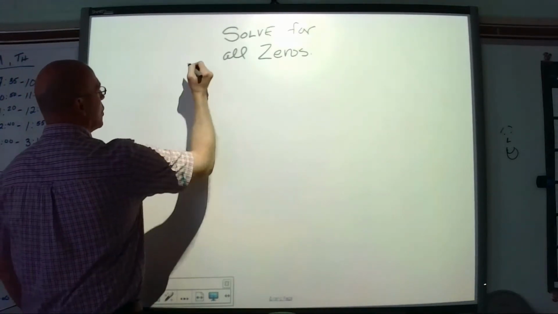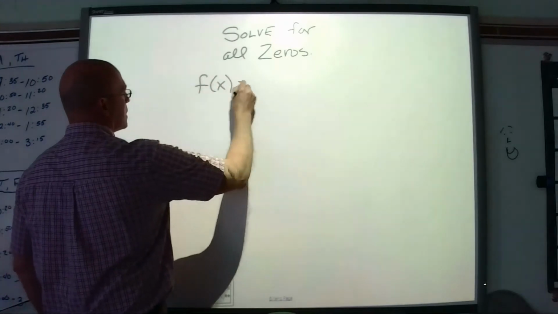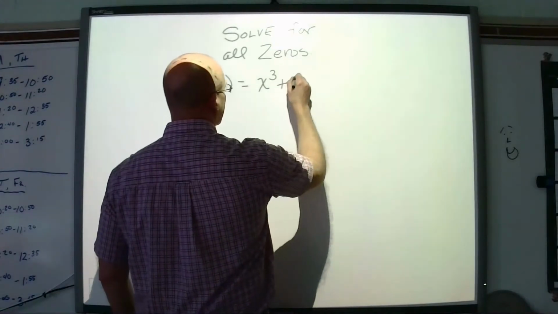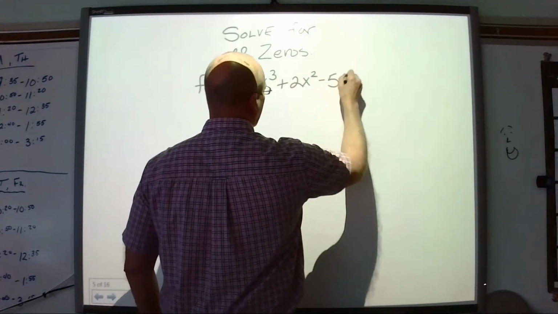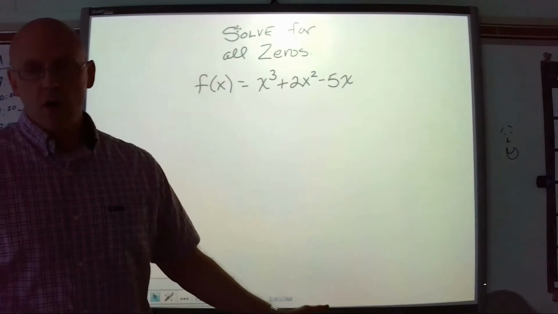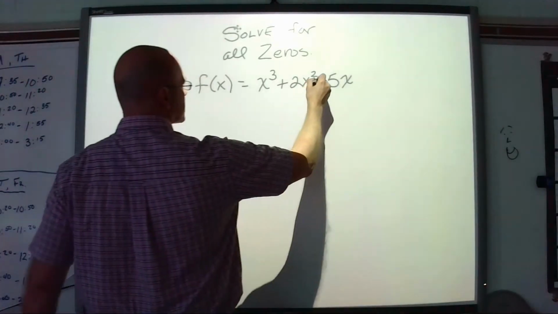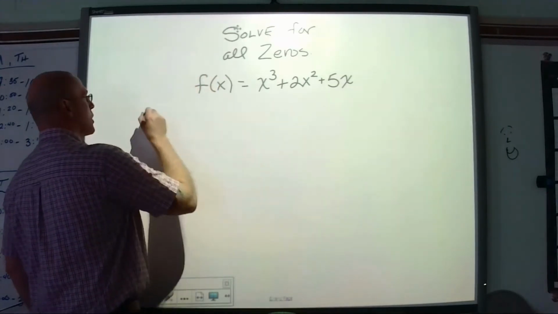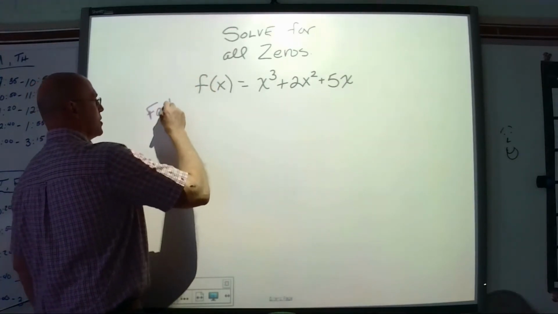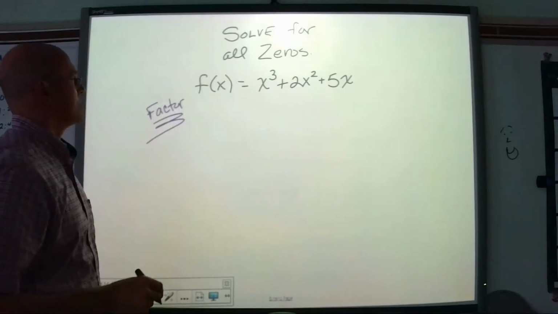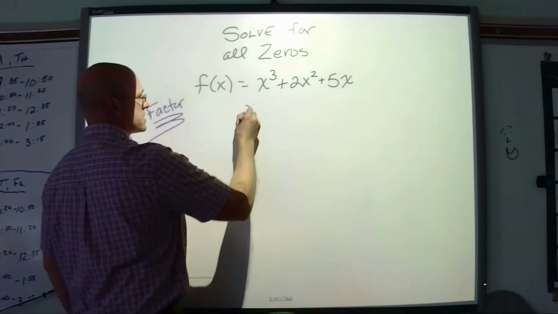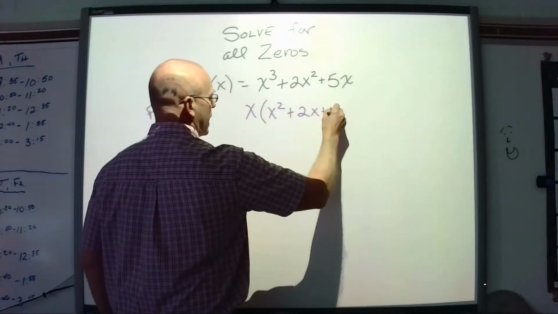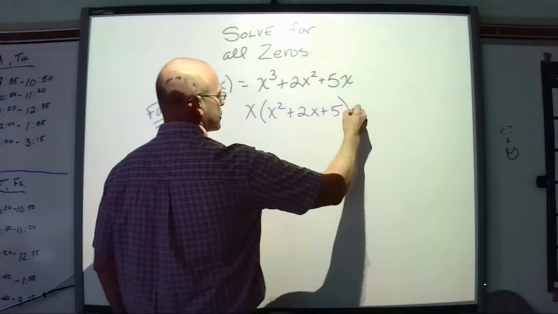So f of x equals x cubed plus 2x squared minus 5x. Now when we solve these, what are we going to do? Let's make this plus 5x. That's okay. Doesn't matter really. But what are we going to do when we do this? We're going to factor, which is what we've been doing all along. GCF x times x squared plus 2x plus 5. Boom. And then this is equal to 0.